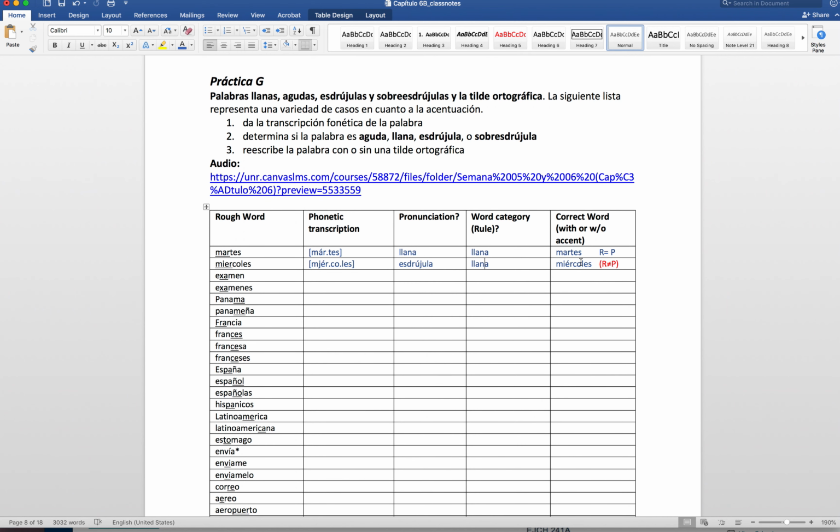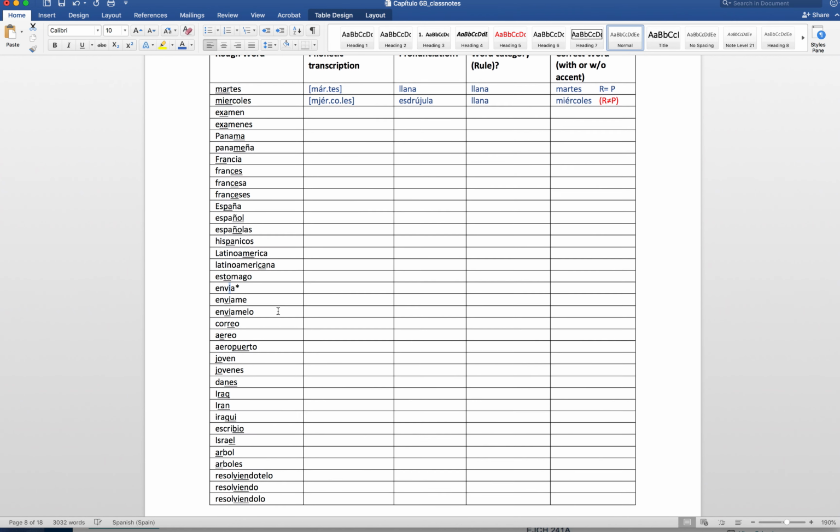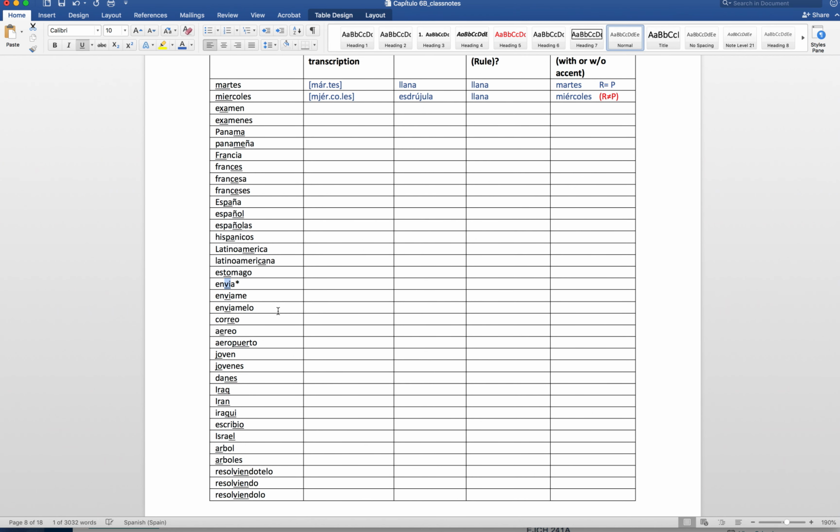Now the correct word: does this word need a written accent? Well, yes, because the rule here does not match the pronunciation. Let me do one more here for you. I'm going to go down to the irregular one marked by an asterisk. This actually should not have an accent. None of them should in this category, in this first column. The problem is the computer will autocorrect. You need to see how it autocorrects to see if it's the right word that you need.